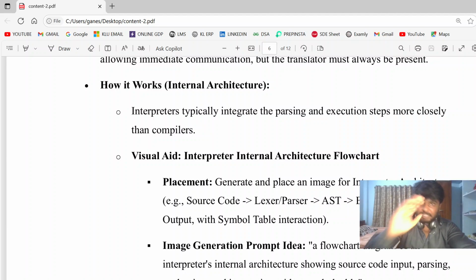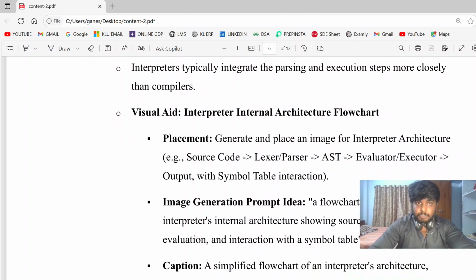So basically in the same way, generate and place an image for interpreter architecture.